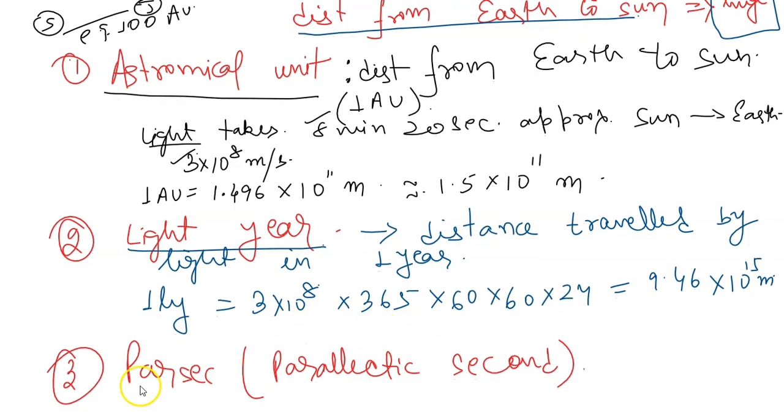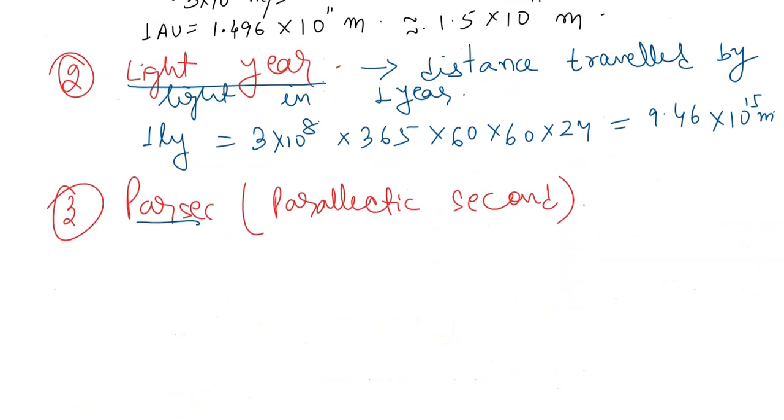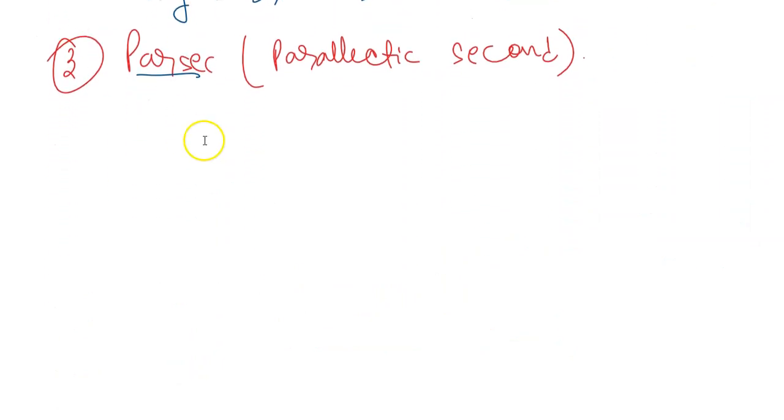We have the expression of parsec as well. We will see what is 1 parsec or 1 parallactic second. So this is definitely used to measure large distances of astronomical objects. So it is used to measure, we can say, astronomical distances.